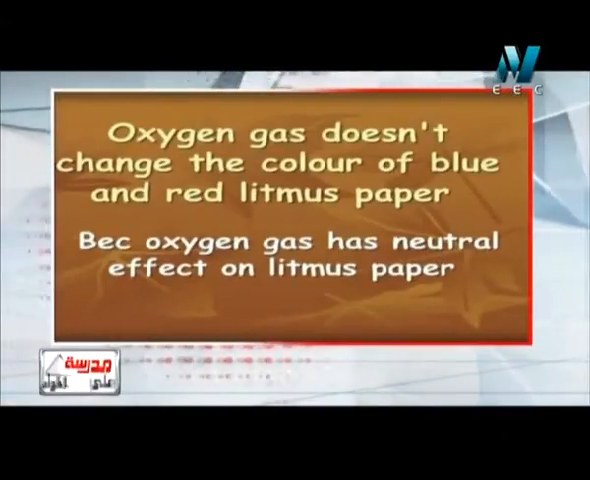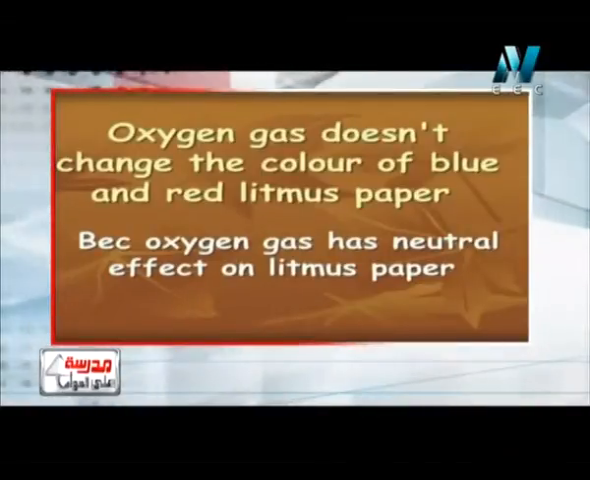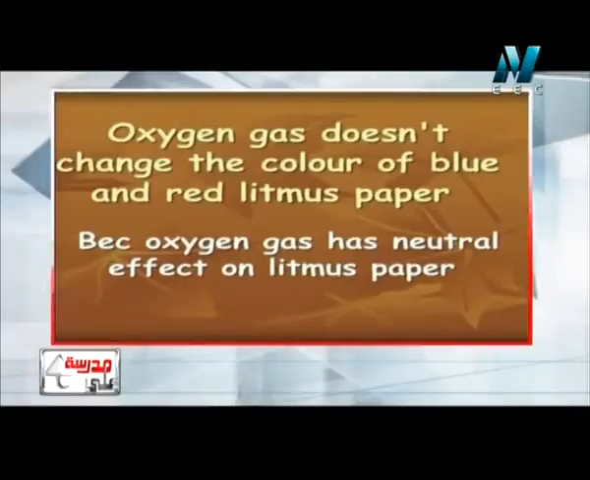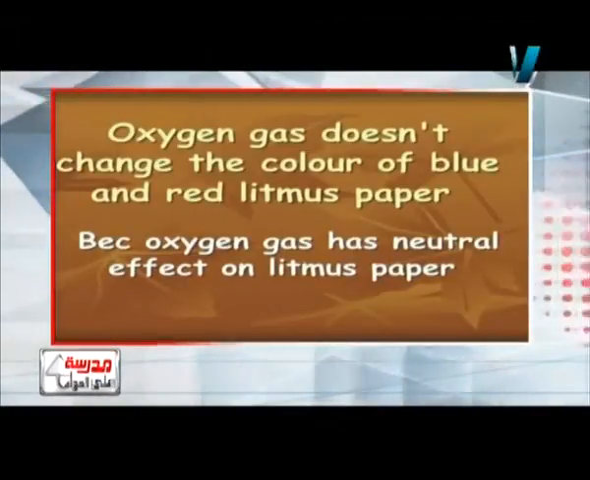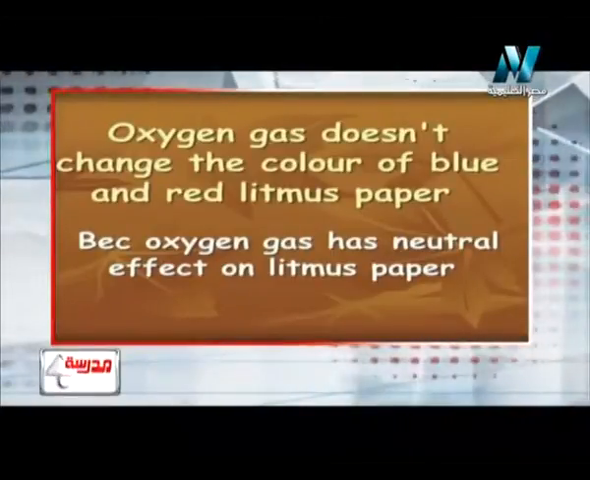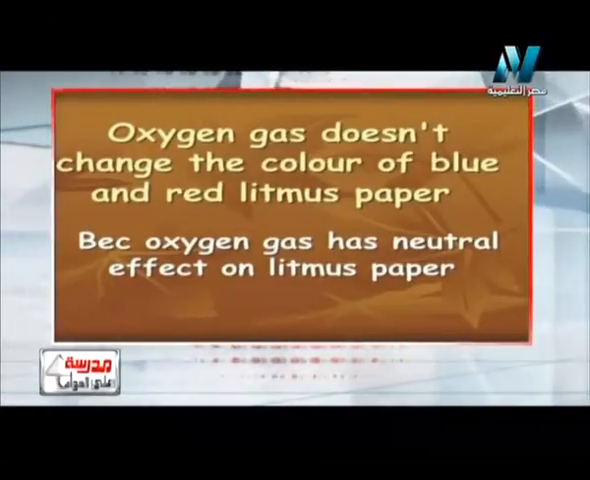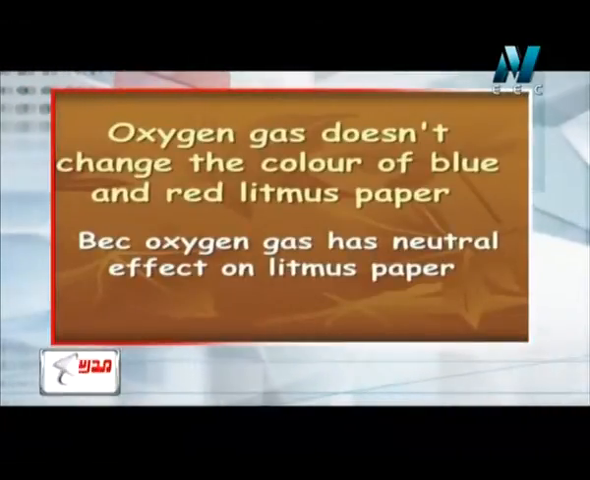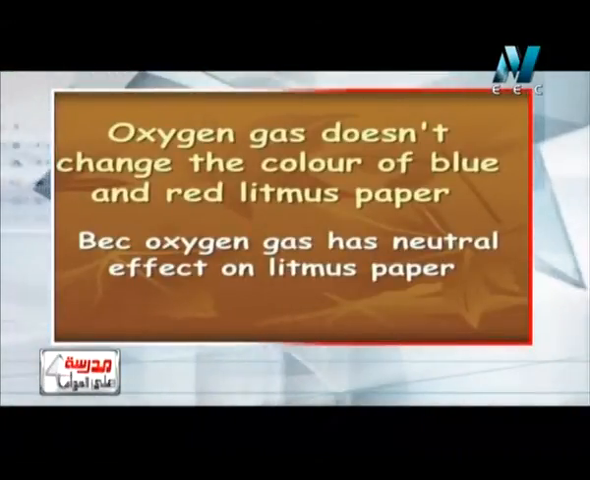But we must remember that carbon dioxide gas has an acidic effect that changes litmus paper from blue to red, and ammonia gas has an alkaline effect that changes red litmus paper to blue. But oxygen doesn't change the color of blue or red litmus paper to any color.